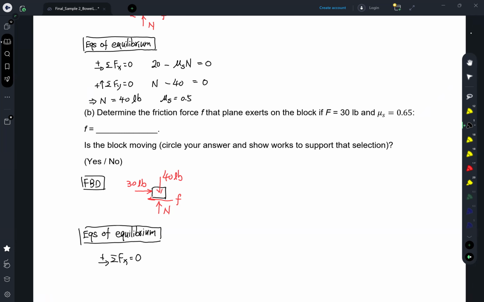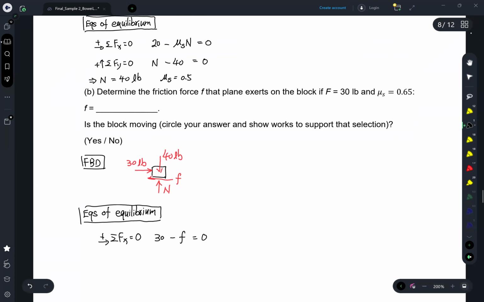Along the x direction, we have 30 pound, and it is going to the right, so it is positive here. Friction is going to the left, so it is negative here, right? Equals 0.